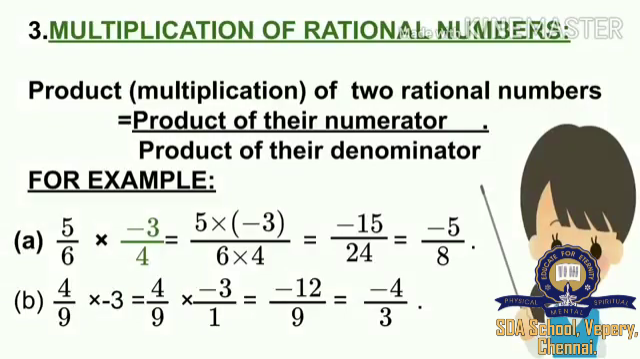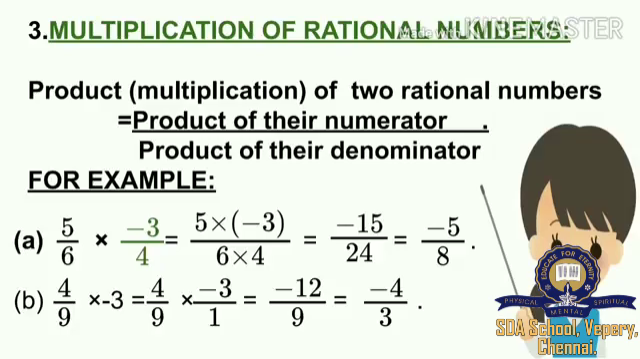And next, multiplication of rational numbers. Product means multiplication. Multiplication of two rational numbers is equal to the product of their numerators and their denominators. For example, 5 divided by 6 into minus 3 divided by 4. Just like that, you are multiplying 5 into minus 3 divided by 6 into 4. We don't need to take the LCM in multiplication of rational numbers. Just like that, we should multiply and get the answer.